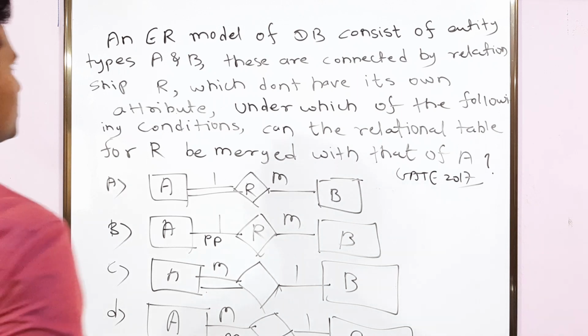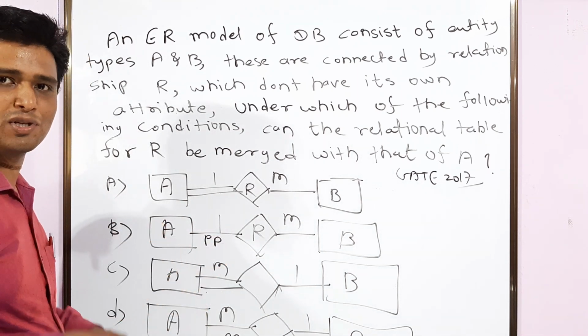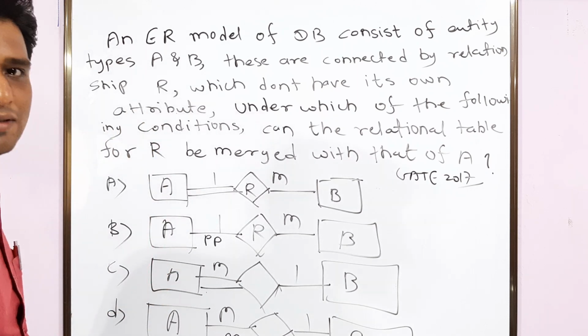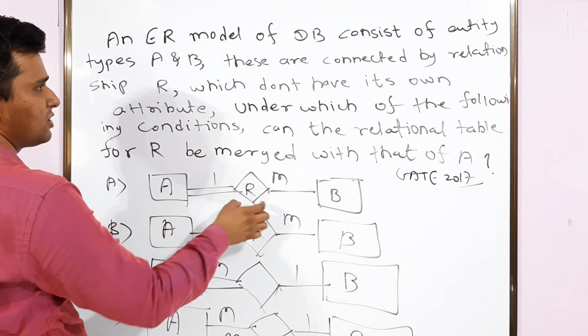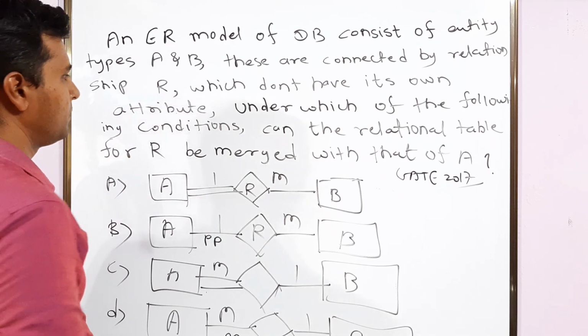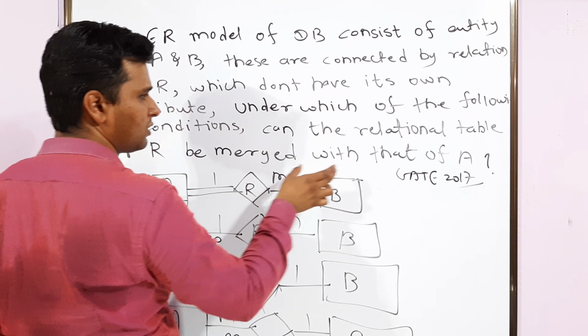Now look at this question. This was asked in GATE 2017. This is also a very interesting question. The question reads: an ER model consists of a database having A and B two entities, and this is having a relationship R, which doesn't have its own attribute. Under which of the following conditions can the relation table for R be merged with that of A?